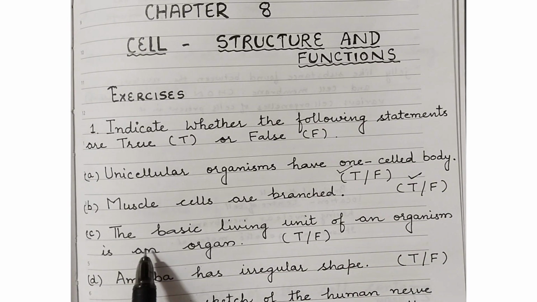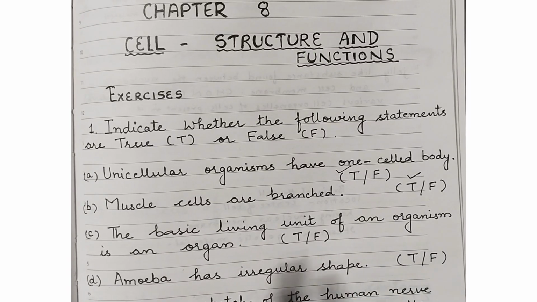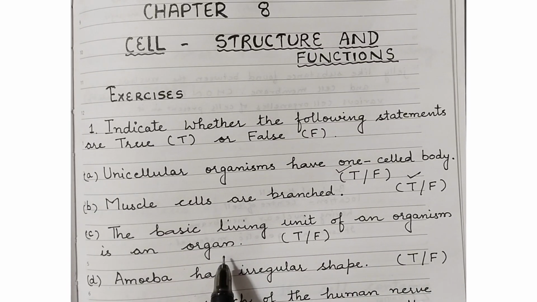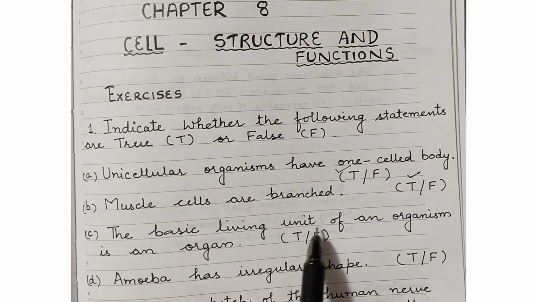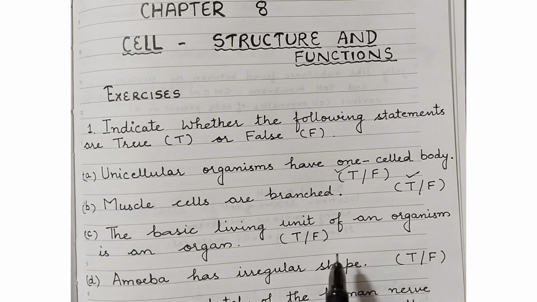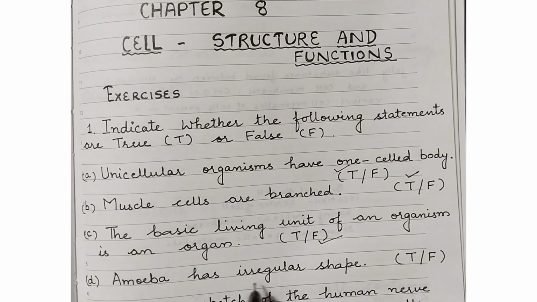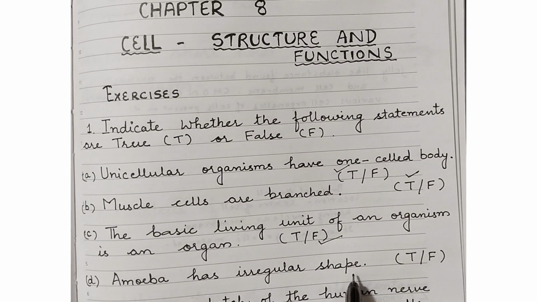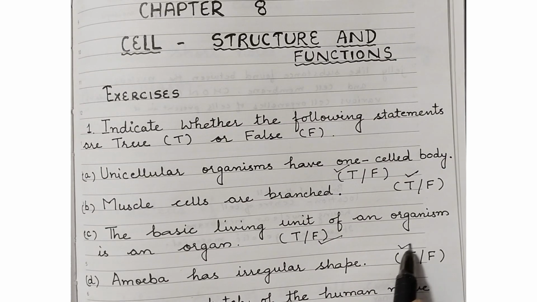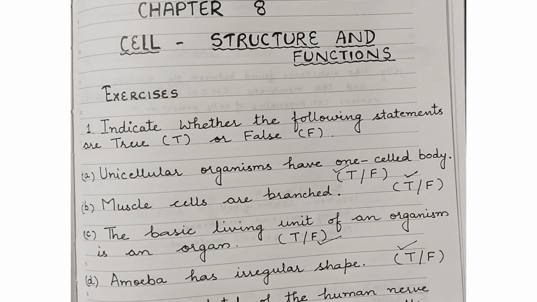C part, the basic living unit of an organism is an organ. This is wrong because we all know that the basic living unit of an organism is the cell. So it is false. Amoeba has irregular shape. Yes, this is again a true statement.